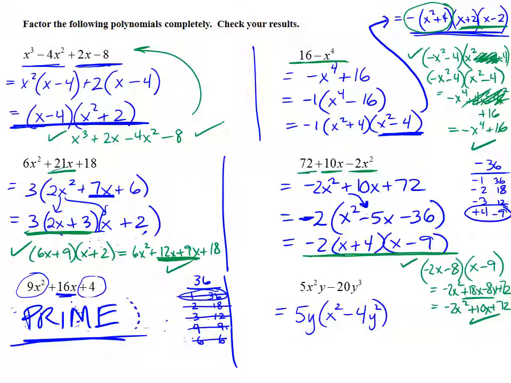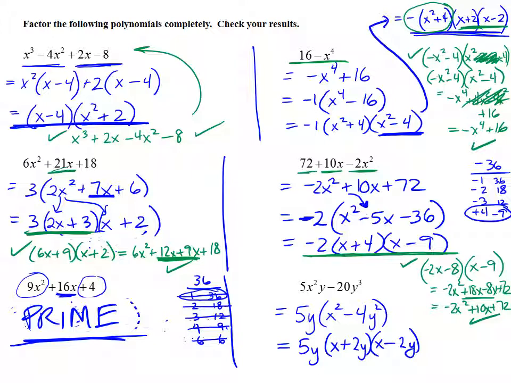What's left on the inside of this parentheses are perfect squares. x squared, 4y squared, those are perfect squares, and the minus in between them means I've got the difference of squares that will factor. So I'm going to just take those squares and undo them, x and x, and then 2y and 2y, and we want to give conjugates, so one plus, one minus.